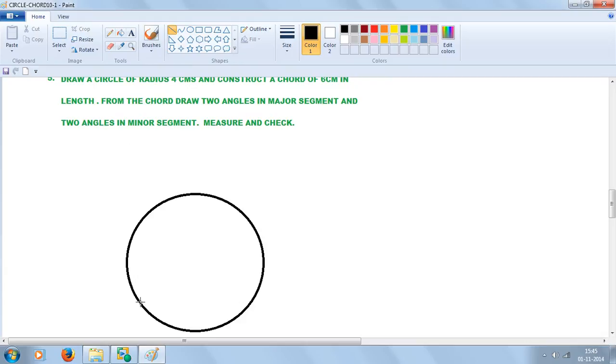How do you construct the chord? You take any point, how do you construct a chord AB? You take any point A, with the compass you draw, AB is equal to the chord, length of the chord is 6 centimeters. You cut the circle, you know this point, now you join A and B.